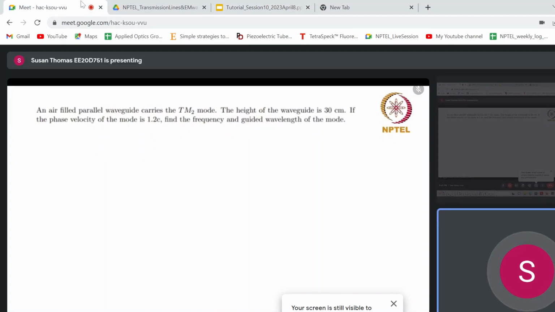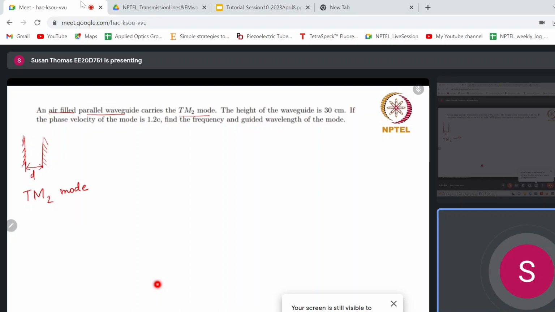Okay, now let's move on to a discussion of one question. An air-filled parallel plate waveguide carries TM2 mode. Okay, so we have a parallel plate waveguide, that means two ideal conductors, with air filled in between, and say the spacing is D, and you have a TM2 mode. So this is the mode of operation.